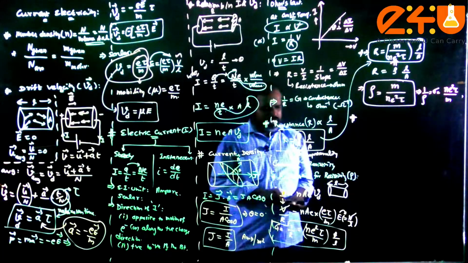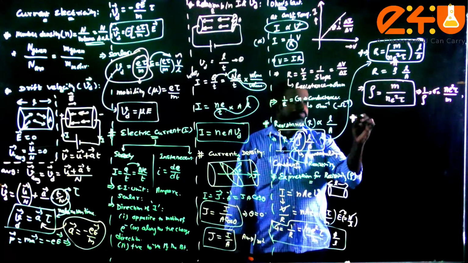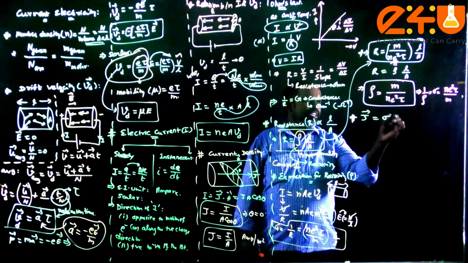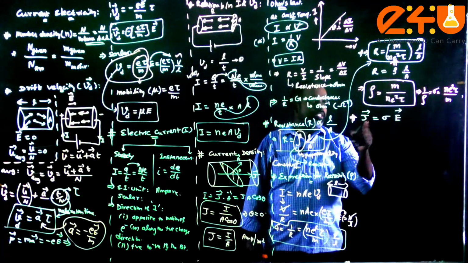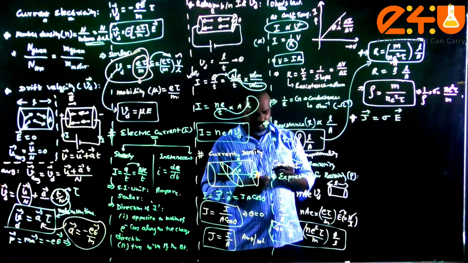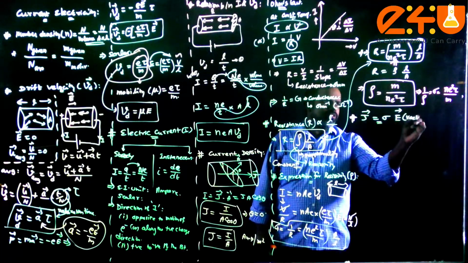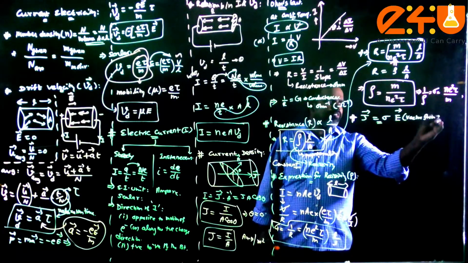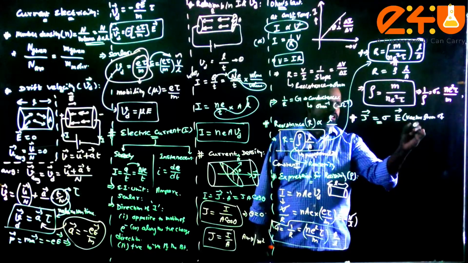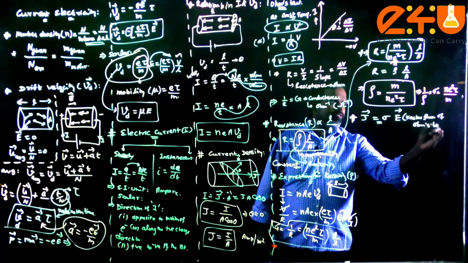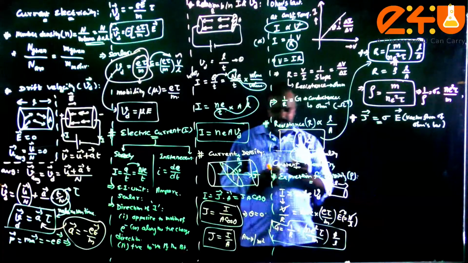Now please see that another one is the relation between current density and the electric field E vector. This expression we have to write. This is sometimes called the vector form of Ohm's law. Please keep that in mind.